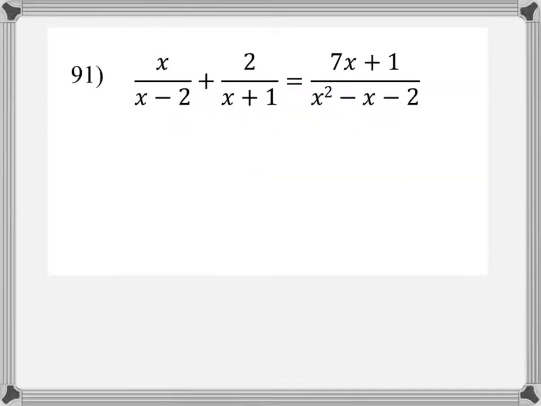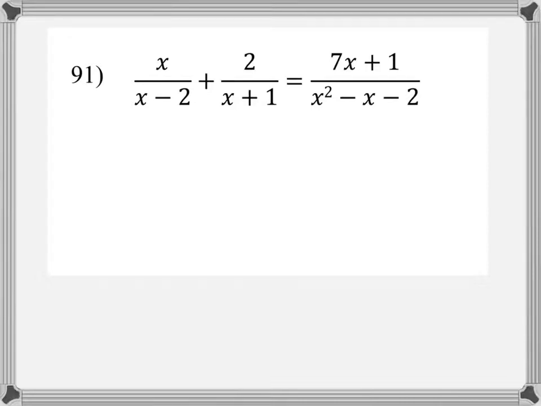Okay, let's look at one final example. This is a rational equation which will end up being quadratic. We're going to solve it just like we've done equations that have been similar to this so far. We're going to identify the LCD. In order to do that, I need to make sure all of my denominators are factored.